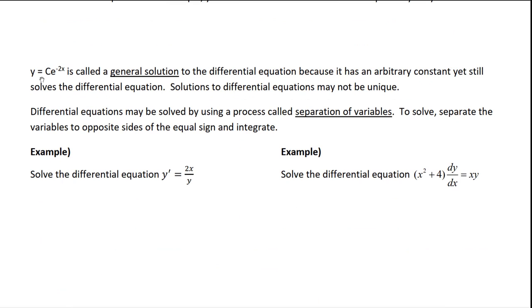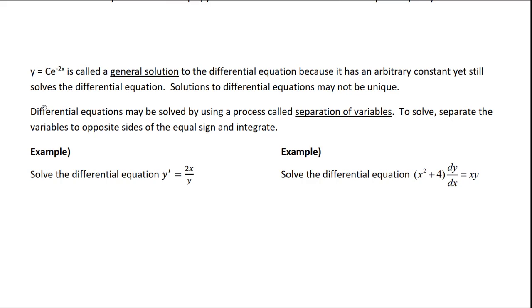So y is equal to c times e to the negative 2x is what we call the general solution, because it has an arbitrary constant, yet it still solves the differential equation. And solutions to differential equations may not be unique. So you might have 15 differential equations, and when you're solving them, 3 of them might be the same. And that's okay, they don't have to be unique.